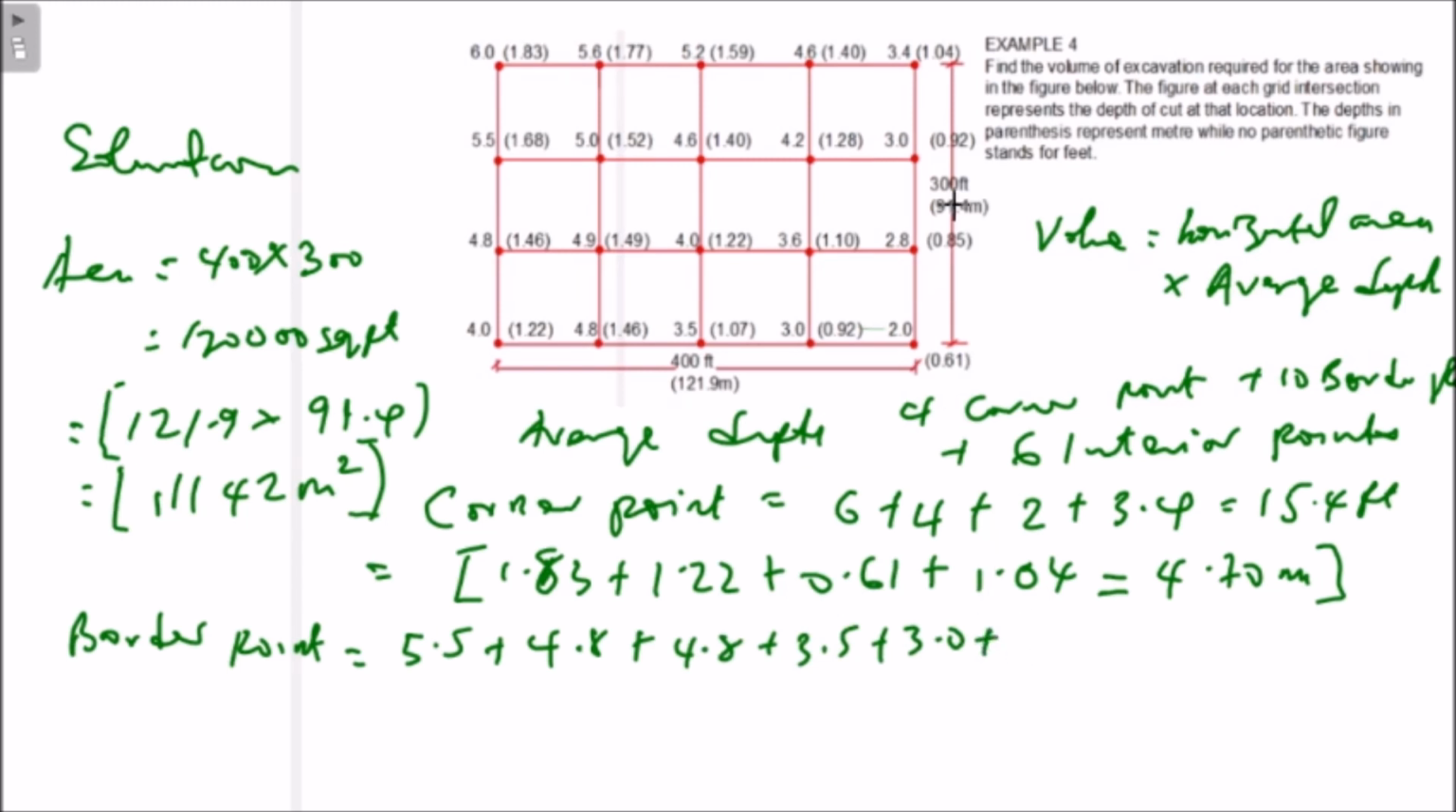plus, we have here 2.8 plus, next one is 3.0 plus, next one here is 4.6 plus 5.2 plus the last one, which is 5.2 and 5.6. So when we add all this, for the border points, we are supposed to have 43 feet.